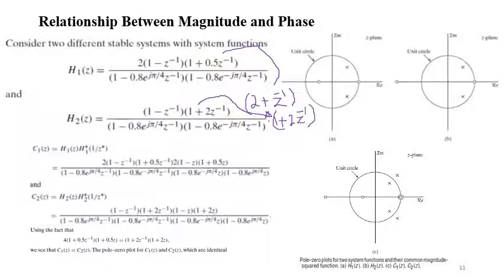So I want you to go by yourself and do example 10, where you have to determine H of z from C of z. I hope it will further clarify your concepts. So that's all for this topic. Let's start the next one.